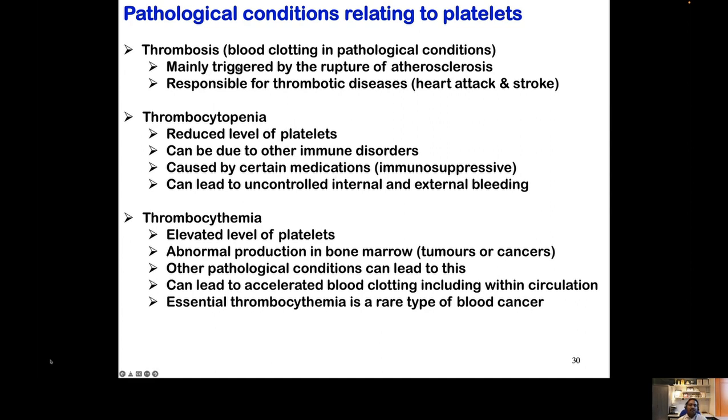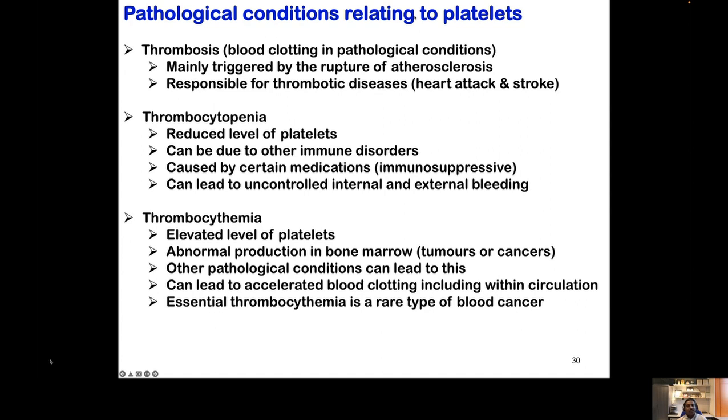So this is mainly caused by the rupture of an atherosclerotic plaque. It's a lipid deposition. When it's breaking down, it will cause the blood to clot within the blood vessel. OK, so again, we will study this in more detail next year. So they are responsible for thrombotic diseases, mainly heart attack and stroke.